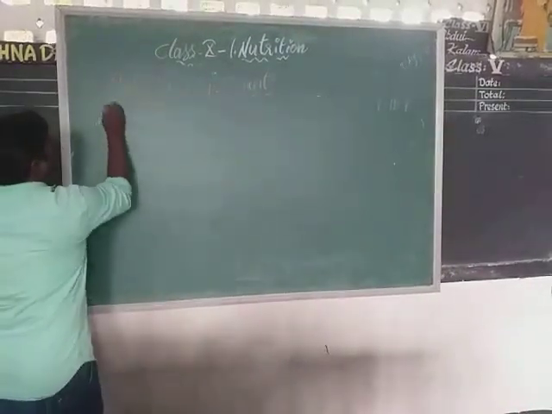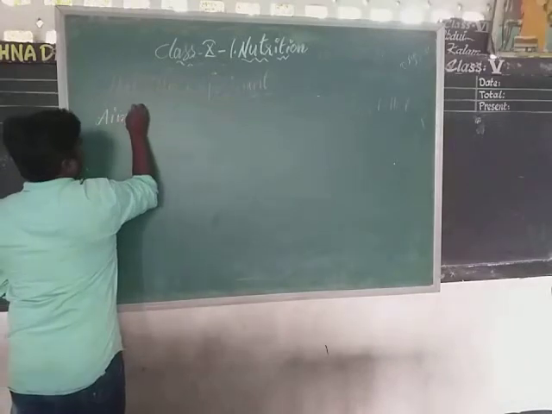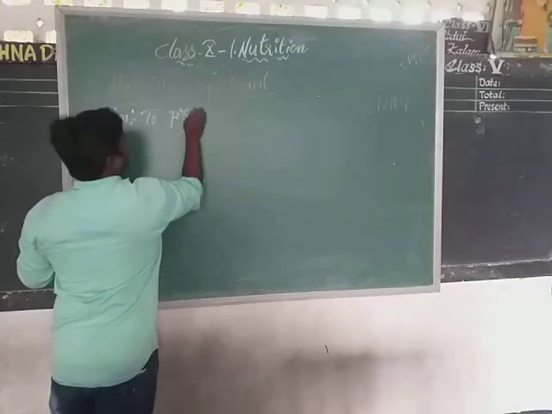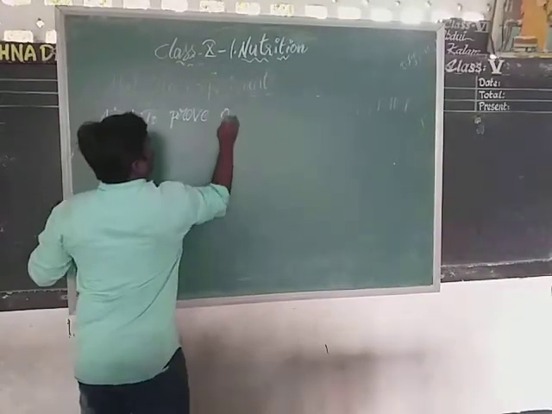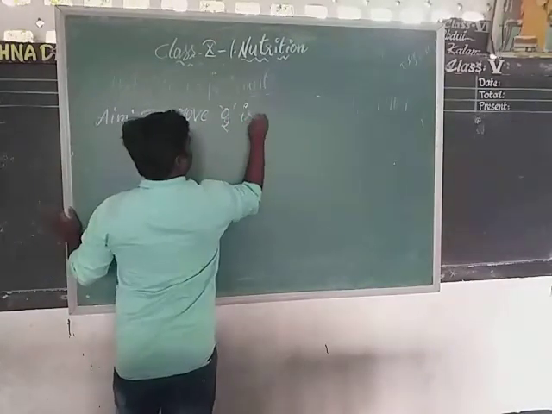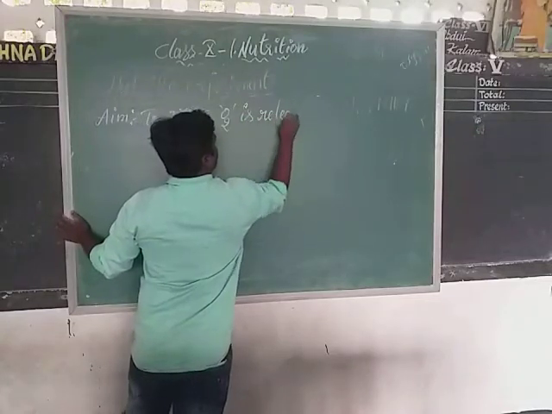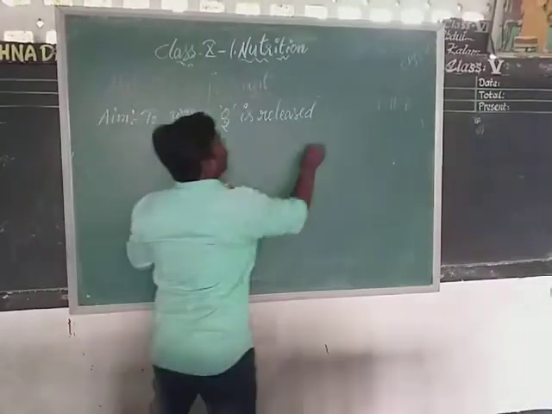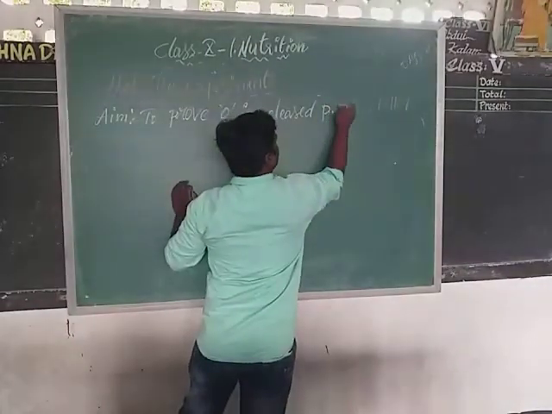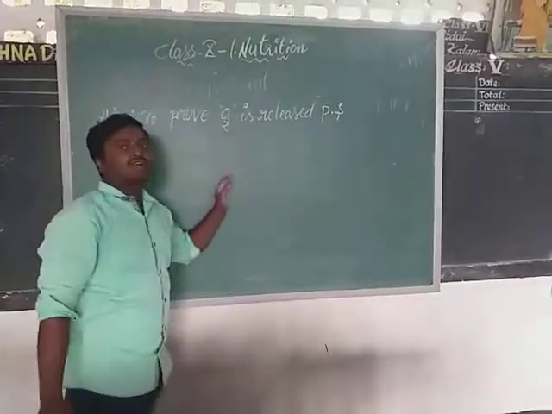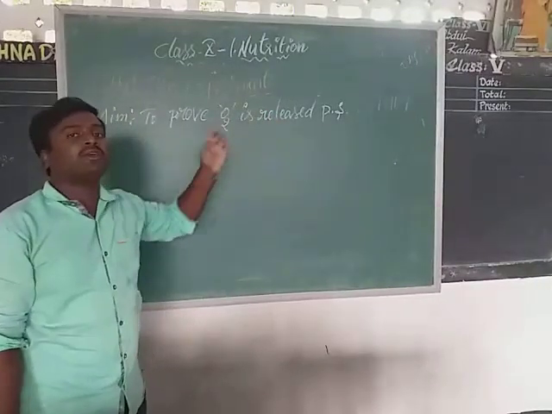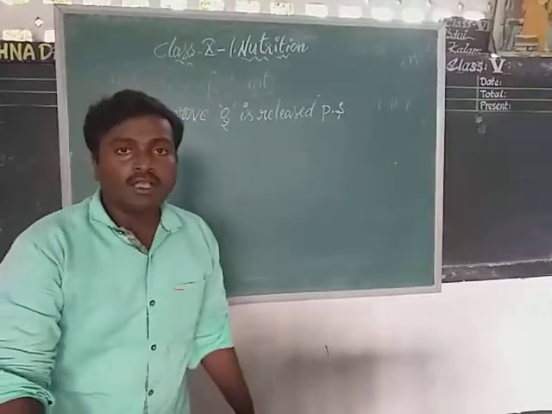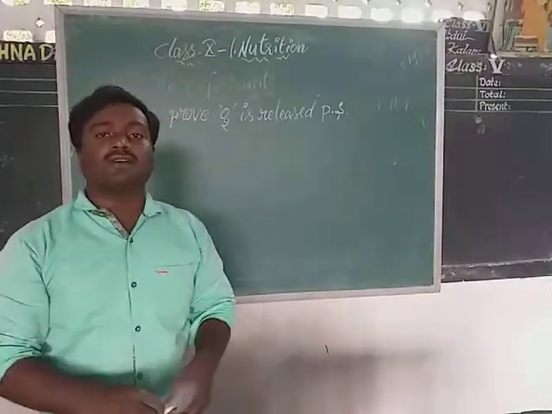Let us see the aim. Here, what is our aim? To prove O2 is released. What is O2? Oxygen. O2 is released in PS. PS is a short form of, as I already told you, photosynthesis. To prove O2 is released in photosynthesis. This is our aim.